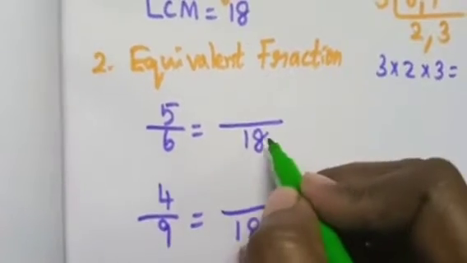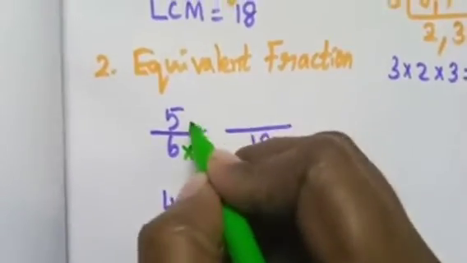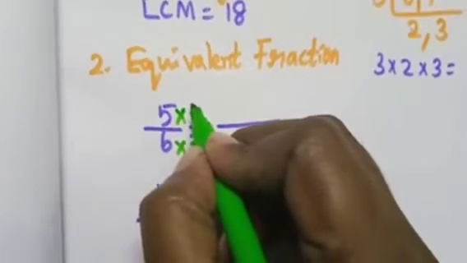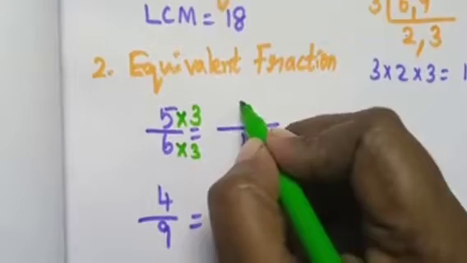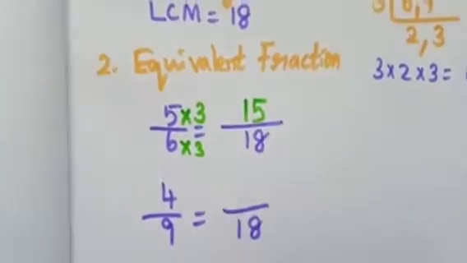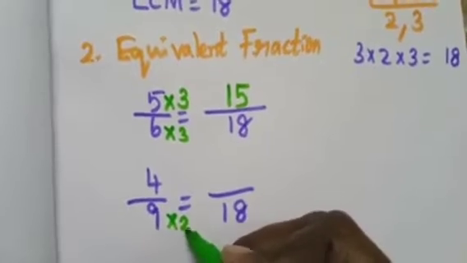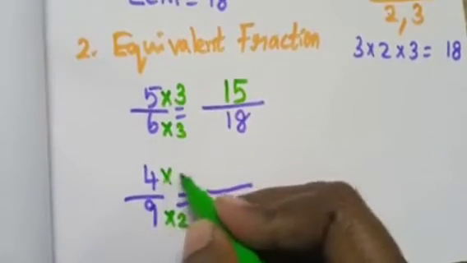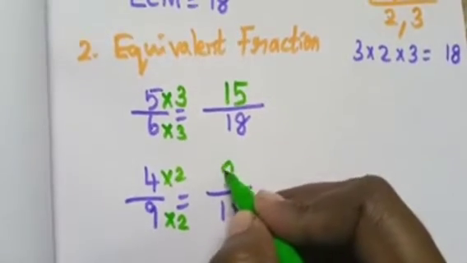How many times do we get 18? 6 3s are 18, isn't it? So the same number should be multiplied in the numerator also. So 5 3s are 15. Now 9 2s are 18, isn't it? So the same thing, you have to multiply the numerator also. So 4 2s are 8.